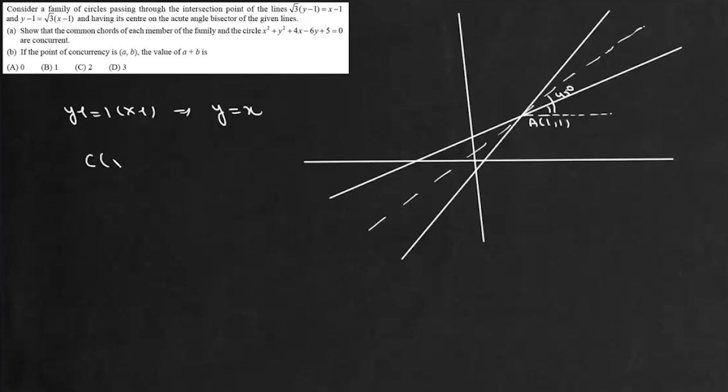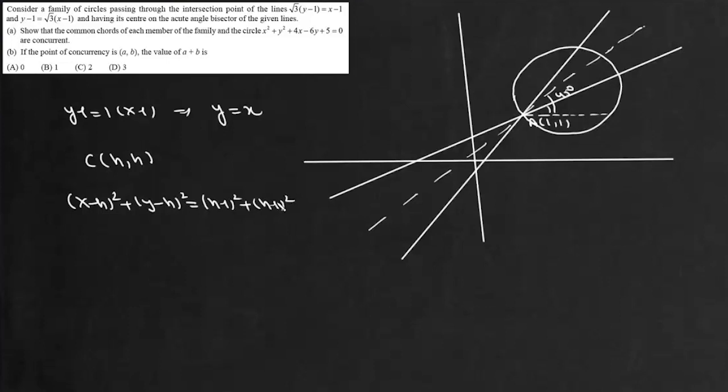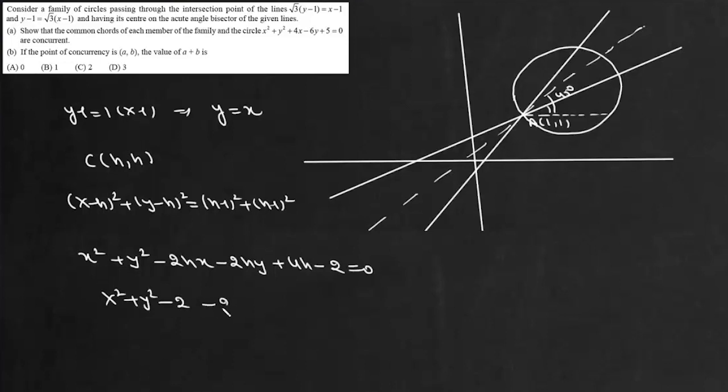Now suppose the center of the circle is at (h, h). Then the equation of this circle will be (x minus h) square plus (y minus h) square equals r square, and r square is the squared distance from the center to this point (1, 1). So it will be (h minus 1) square plus (h minus 1) square. Now we simplify this, and we'll get x square plus y square minus 2hx minus 2hy. Now h square will cancel, and here we'll get plus 4h minus 2 equals 0. We can write this as x square plus y square minus 2, and then minus 2h times (x plus y minus 2) equals 0.